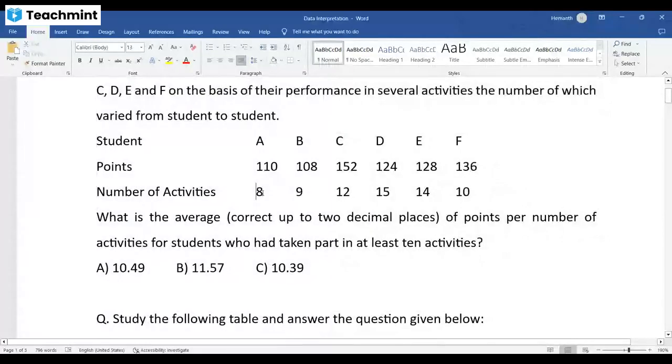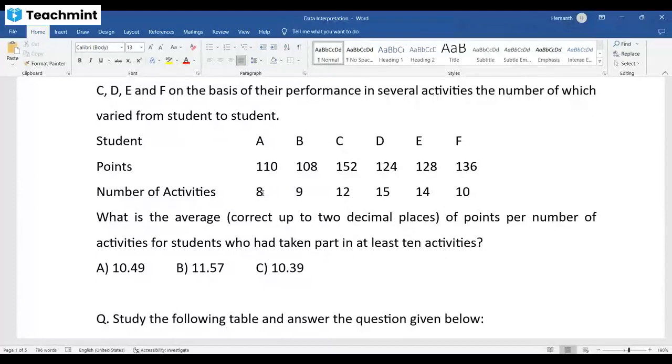Okay, number of activities per student. See, in data interpretation in general, they ask average, percentages, ratio related questions only. Average, percentages, ratio related. Use the calculator alone. Now we need to calculate the average number of activities for students. See, how many points on an average? First, you do the sum of the points. What is the average?